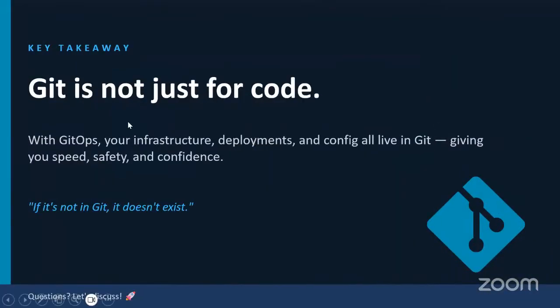So now, I will summarize and say that GitOps is not just for code. With GitOps, your infrastructure, deployments, and configuration all live in Git, giving you speed, safety, and confidence. So if it is not in Git, it does not exist. So I think I've come to the end of my teaching. Is anyone having a question for me, please?